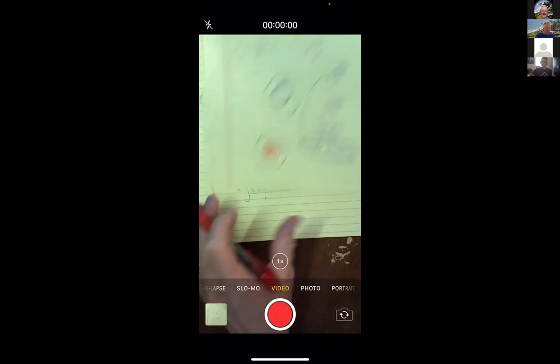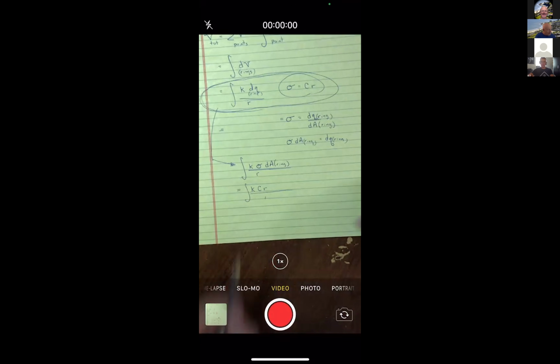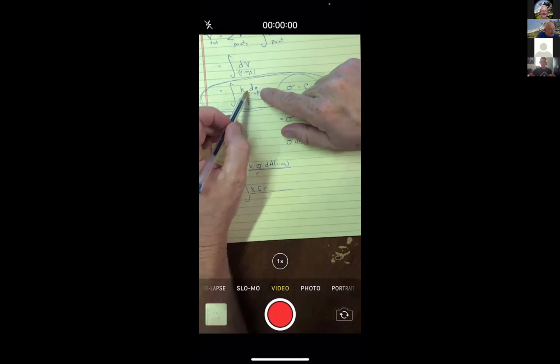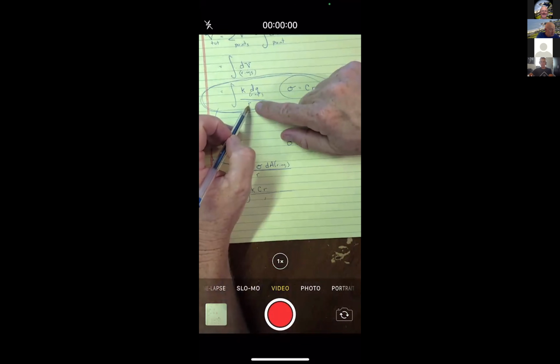Okay. So what's this R down here in the denominator? Well, where did it come from? Well, it came here from the potential of the ring.